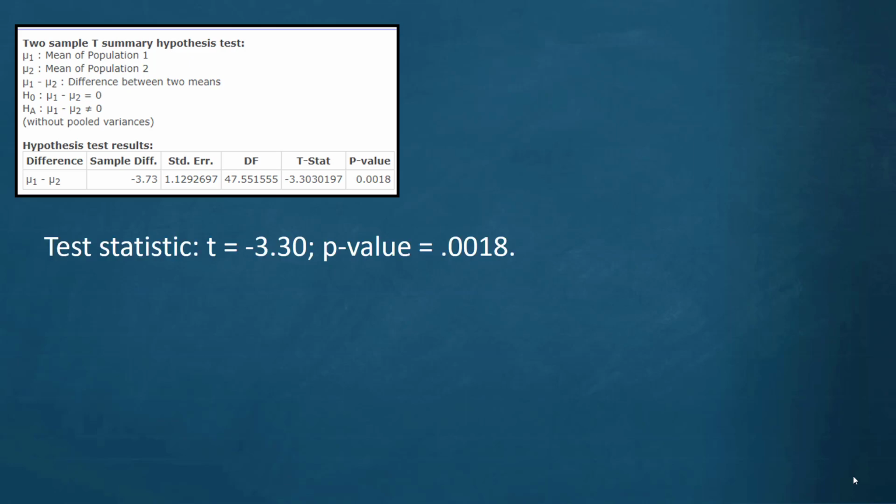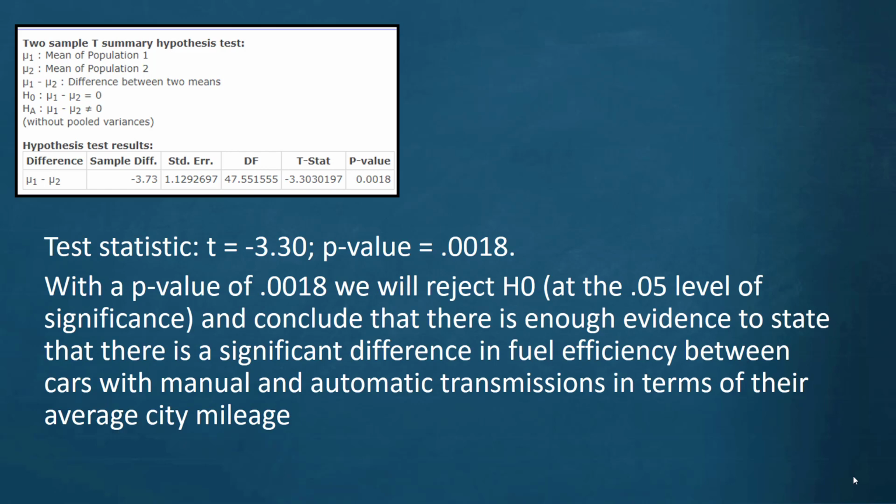Okay, so we're going to state the test statistic. So the test statistic is t equals negative 3.3. We've got a p-value of 0.0018. And so that's a pretty small p-value. So at the 0.05 level of significance, we're going to conclude there is enough evidence to state that there is a significant difference in fuel efficiency between cars with manual and automatic transmissions in terms of their average city mileage. Forgot the period there, should have a period at the end.